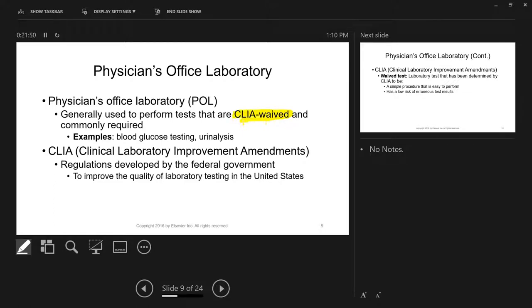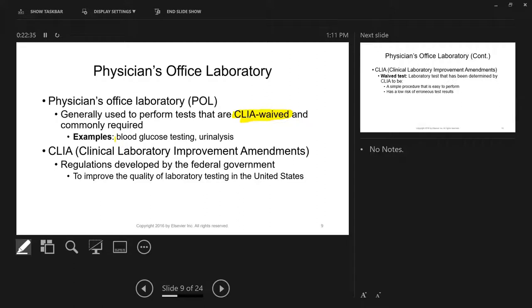We'll get to it later in this PowerPoint, but CLIA stands for the Clinical Laboratory Improvements Act. It was a federal act pushed through in 1988 that set forth standards for the ways laboratories can perform their tests. So if a test is considered CLIA waived, it does not have to follow the CLIA guidelines, meaning a regular person, a medical assistant, somebody who is not specifically licensed to do laboratory testing, can perform these tests. CLIA-waived tests can be performed by medical assistants.